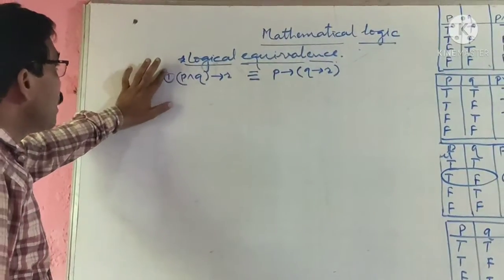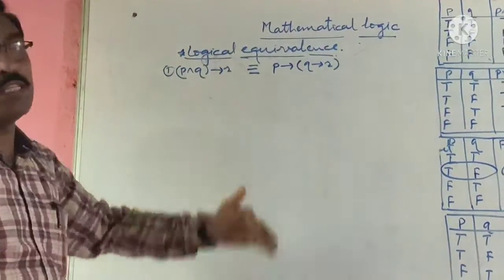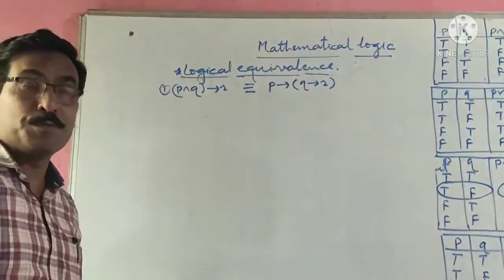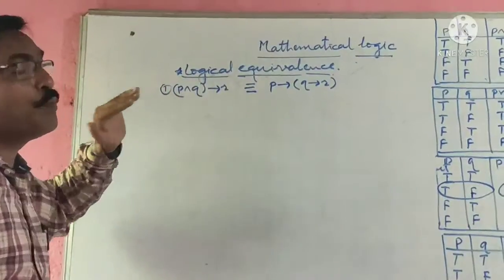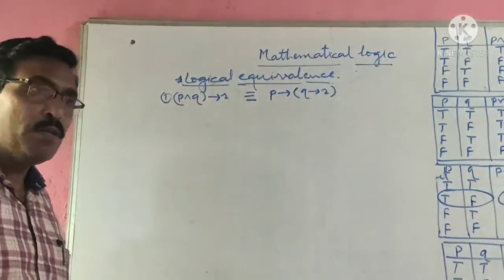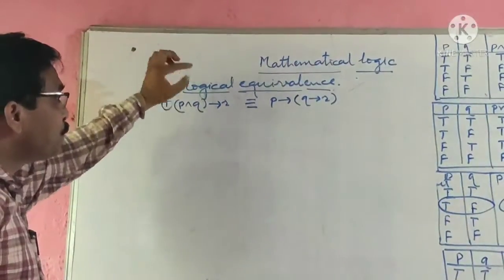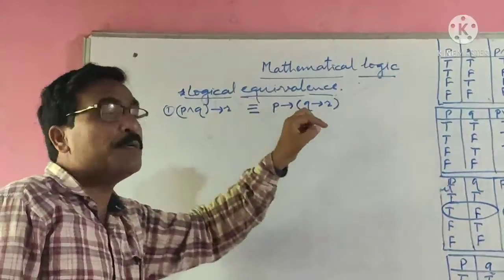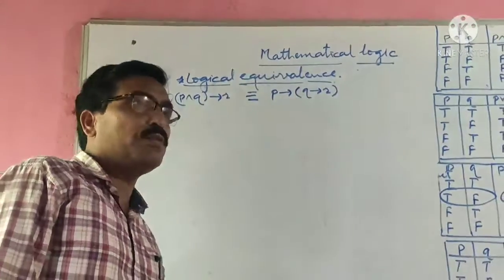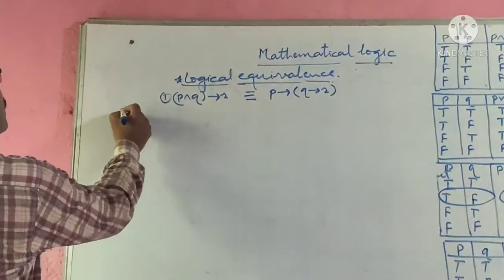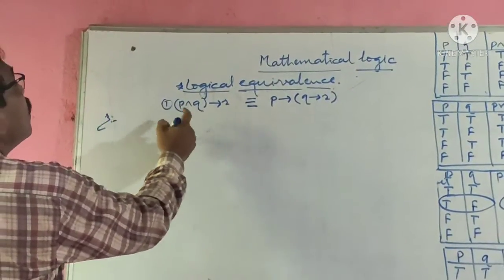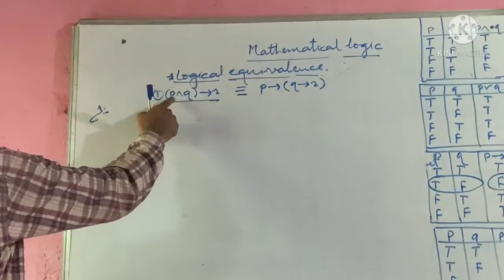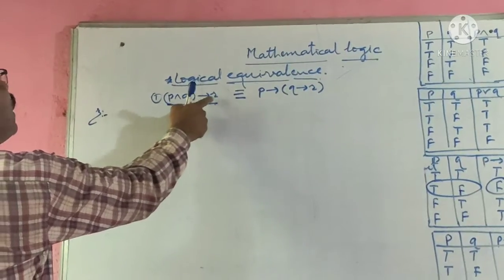So now let us see how we prove this, that is, that this statement pattern is logically equivalent to this statement pattern. For this purpose also we have to prepare its truth table. So we can prepare the truth table of both the statement patterns in a single truth table. Now let us see. First prepare this truth table for this, that is, here P, Q and R.